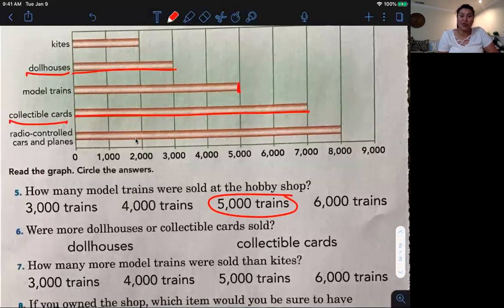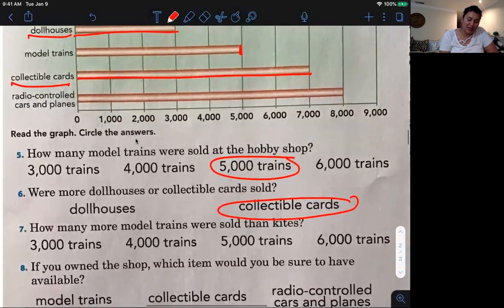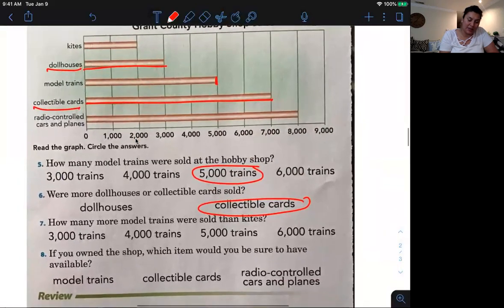Yes, so which one sold more? Collectible cards, very good. Okay, and let me make this a little bit smaller so we can see everything here.